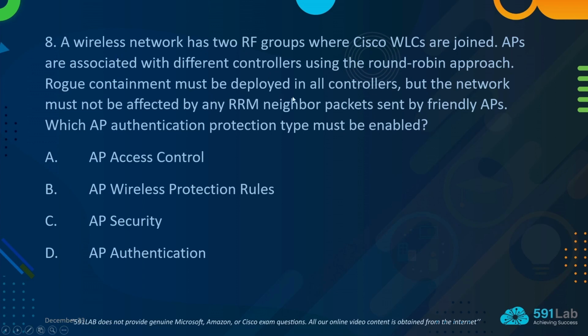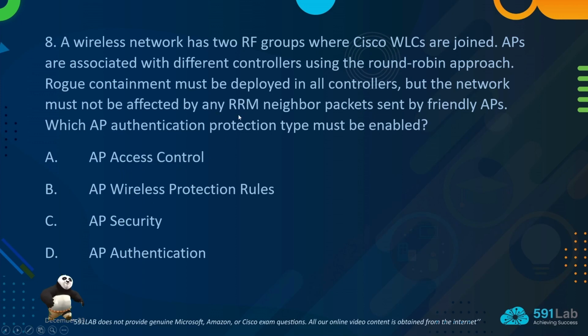Rogue containment must be deployed on all controllers, but the network must not be affected by any RRM neighbor packets sent by friendly APs. Which AP authentication and protection type must be enabled? Basically, since we have multiple controllers, we do not want the rogue containment to be happening on a friendly AP. We want it to be something not happening on the wire side, because all these access points are on our network. So are we going to use AP access control? No, because it's not helpful in this situation.